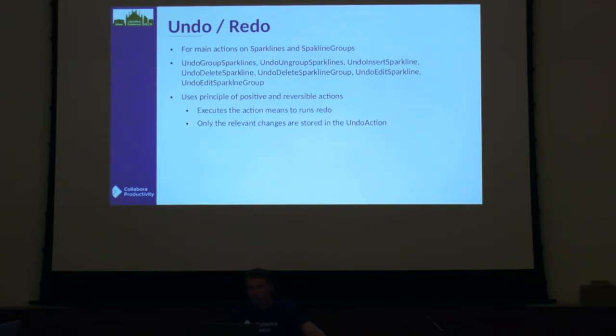Okay, I had to add a lot of other undo-redo actions here for the creation and deletion of Sparklines and Sparkline groups. In this case, I used the principle of reversible actions, so that generally a redo will create the action and undo it. So you have positive and negative actions, and there is no other code besides doing one specific action, but you just first execute an action, you redo it or do it, and then you can undo it.